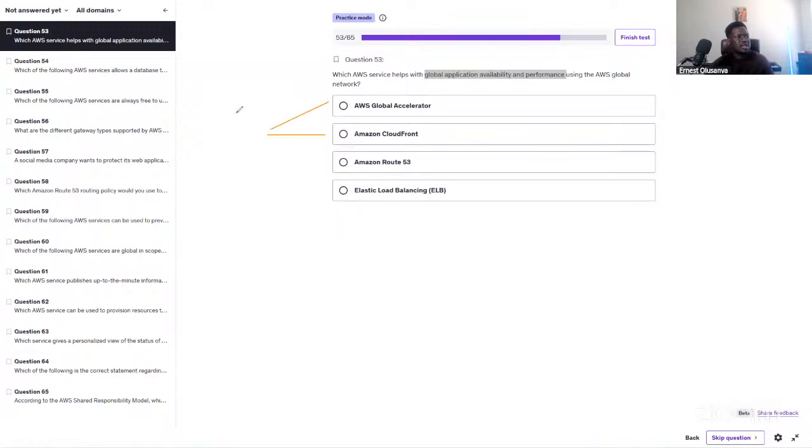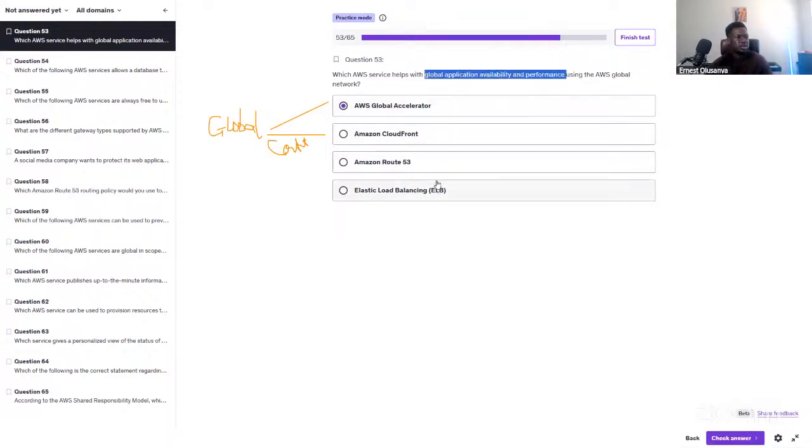So these two services have to do with the global network. Sorry, this is really messing up my writing, but they have to do with the global network, right? Global Accelerator has to do with performance of the application and availability of the application, while CloudFront has a lot to do with just content delivery. So the correct answer here would be Global Accelerator.